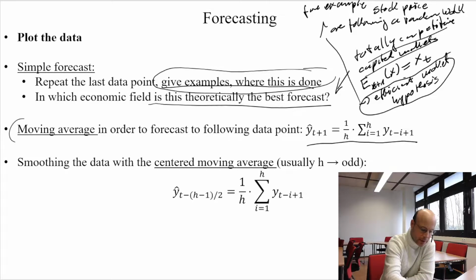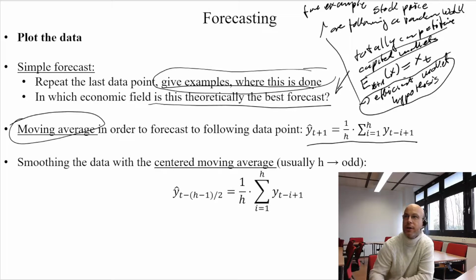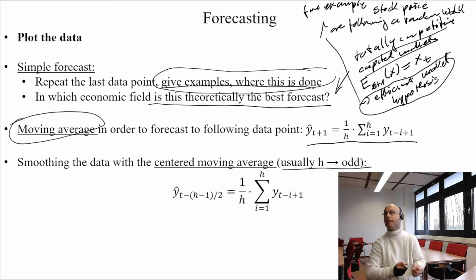And the next one was the moving average, where we just take maybe the 3, maybe the 5 last data points. In general, we mostly take an odd number, because then we can also smooth our data series, always identifying our smoothing average with the center of our period of, let's say, 3 or 5 or 7 last data points.